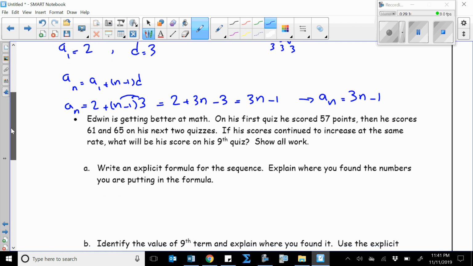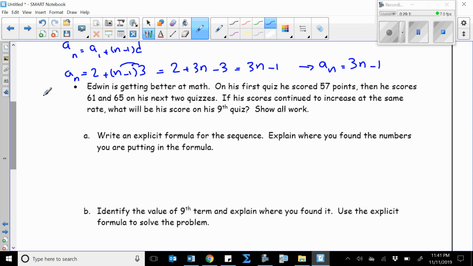Now let's work on this problem. Edwin is getting better at math. On his first quiz, he scored 57 points. Then he scored 61 and 65 on his next two quizzes. If his scores continue to increase at the same rate, what will be the score on his ninth quiz? Show all your work. Okay, so here the first quiz was 57.